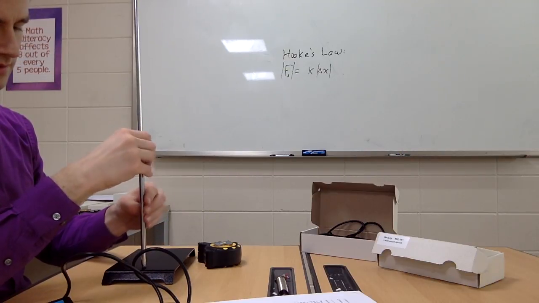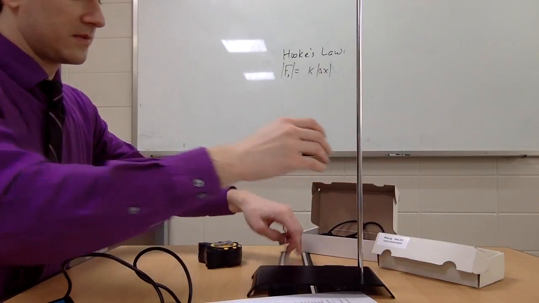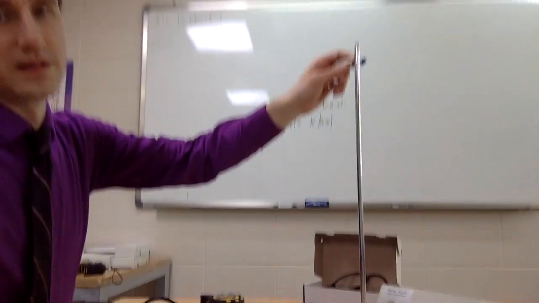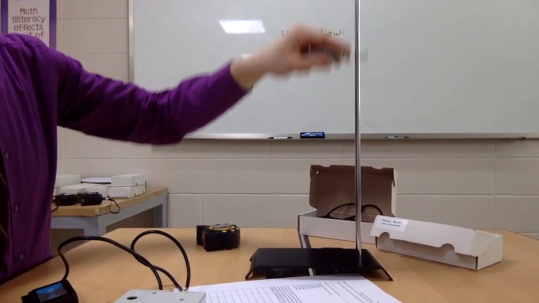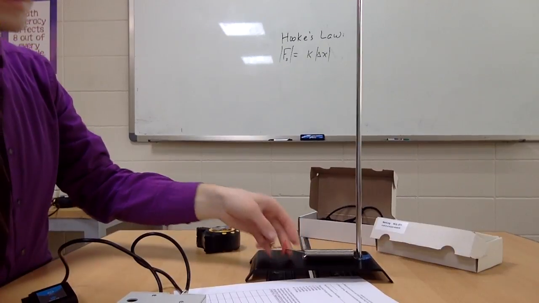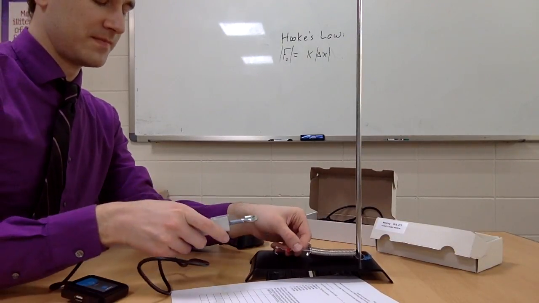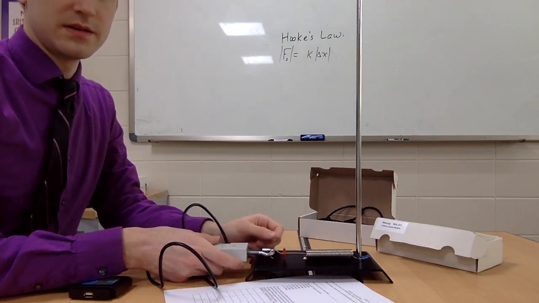We're using a ring stand to make this easier, and you're going to set up your ring stand and just loop the spring over it. The springs all have this little loop on the end, so you can just slide it over the ring stand, and you've got one end of your spring anchored. Then the other end of your spring you can hook on the force sensor.